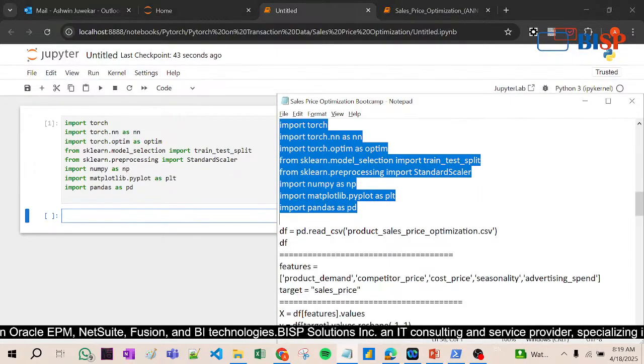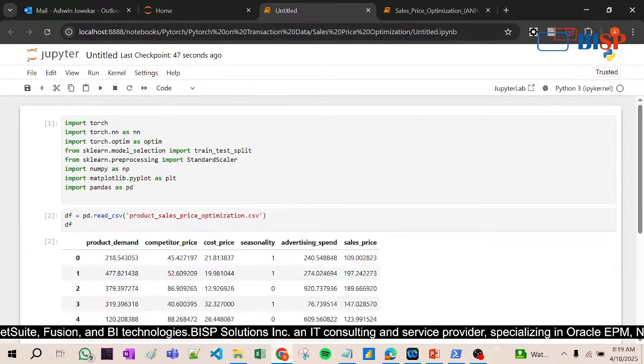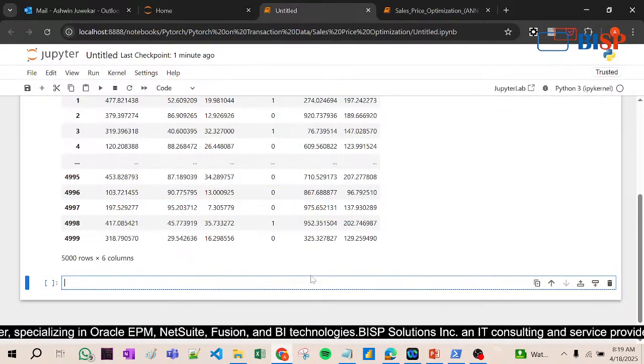Now df equals, this is a data frame. See here: product demand, competitor's price, cost price, seasonality 1 or 0, advertising spend. All these values are in dollars. Sale price is this. So this is the historical data of 5000 rows. Okay, we have the historical data.